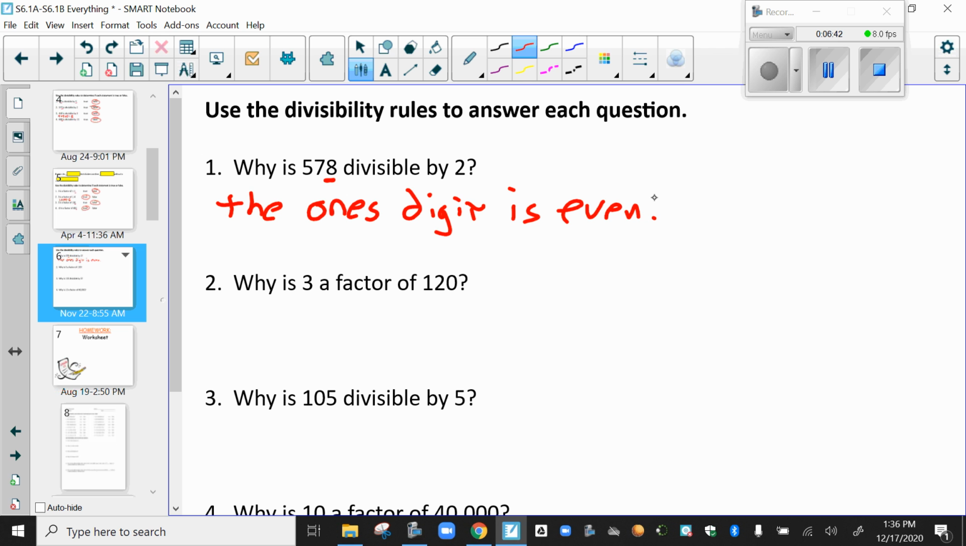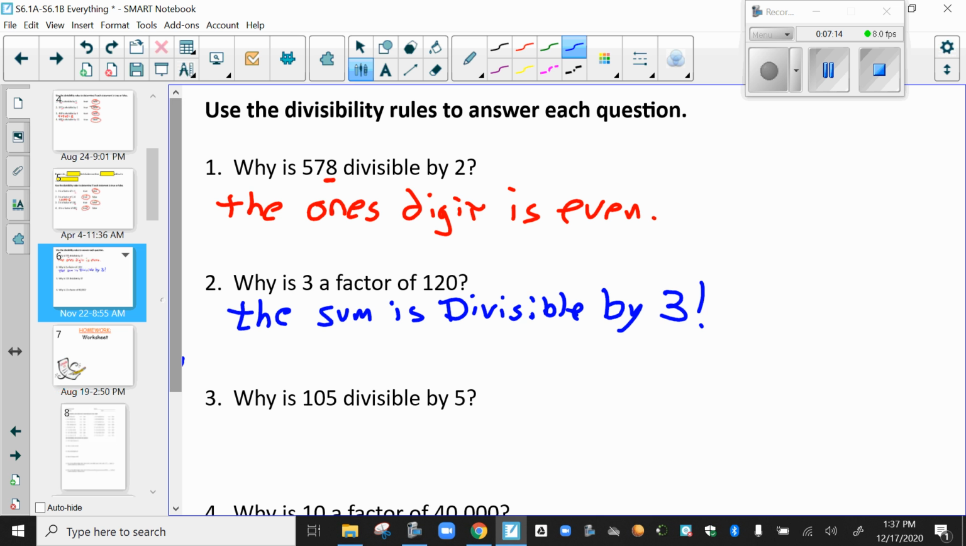It's true. Why is 3 a factor of 120? It is. 1 plus 2 makes 3, plus 0 makes 3. 3 divided by 3 works. It makes 1. So what we're going to do is we have to find out a way to put that in words. So we're going to say the sum is divisible by 3.